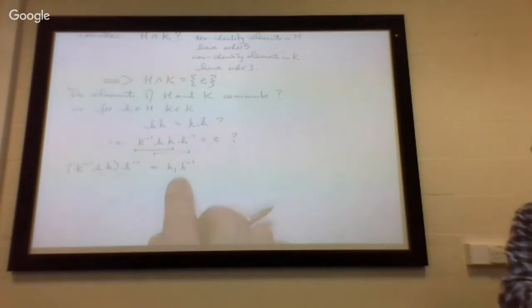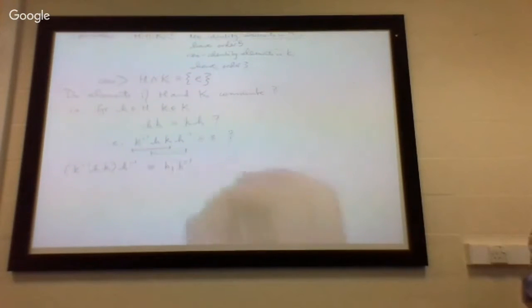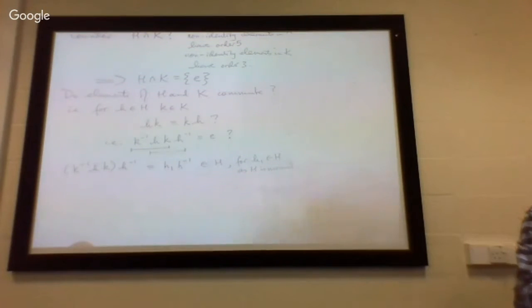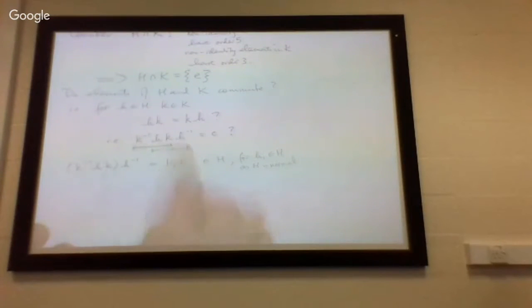And where is this element in the group G? Now, when I say where, I mean, what possible answers are there? The picture we've got of G is there's the group G, there's the subgroup H, there's the subgroup K. Is there anywhere you can locate this element? Well, it's a product of two elements of H. So it's definitely an element of H, for some H1 an element of H, as H is normal. So the subgroup H is normal, so it's closed under conjugation. If you conjugate an element from H by K, you're going to get some other element of H. So this quadruple product of elements is definitely an element of H.